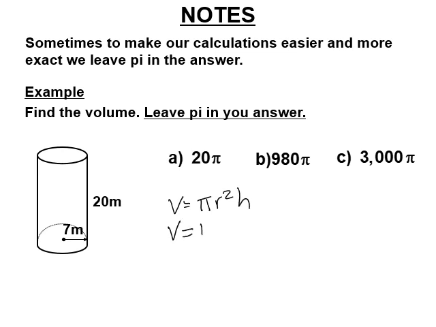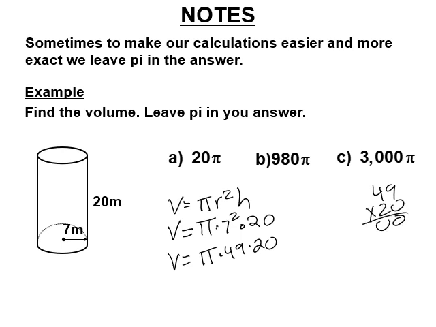Since we're leaving pi, we can leave the equal sign. It's still 7 squared. It's still 20. So 7 squared is 49. And then we have to do 49 times 20. Well, you get a row of zeros, and then you get a 98. So you get 980. So you get V equals pi times 980.